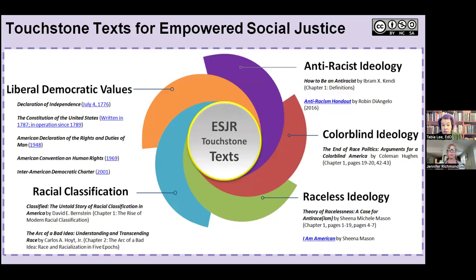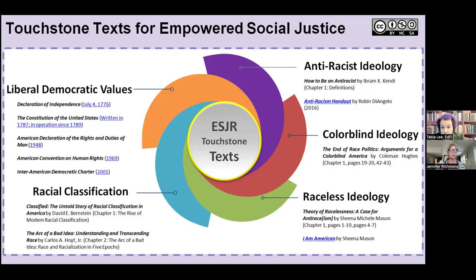I do have touchstone texts that I encourage people to use if they want to take this approach. So this isn't a pre-packaged curriculum. This is a framework, and it's made to be adaptable to local context. So it doesn't belong to any one state. The empowered social justice standards are national standards, and these touchstone texts are national texts that should be in any class where you're speaking about empowered social justice or trying to help your students.